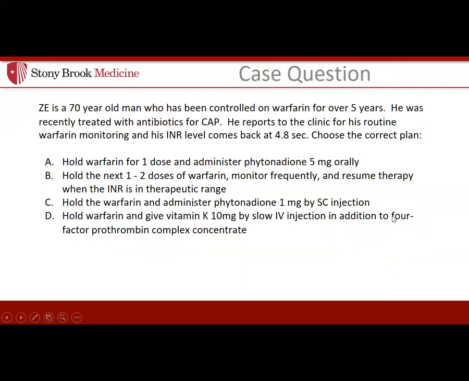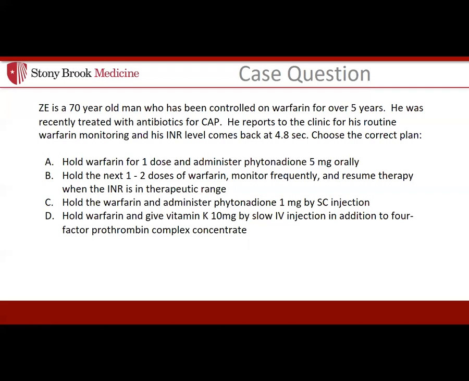Next, we have a case question that we can run through. ZE is a 70-year-old man who has been controlled on warfarin for over 5 years. He was recently treated with antibiotics for community-acquired pneumonia. He reports to the clinic for his routine warfarin monitoring, and his INR level comes back at 4.8. Choose the correct plan. You could either type it in the chat or we could just go over it.